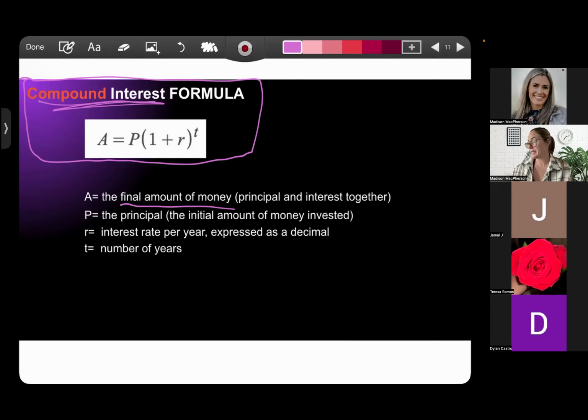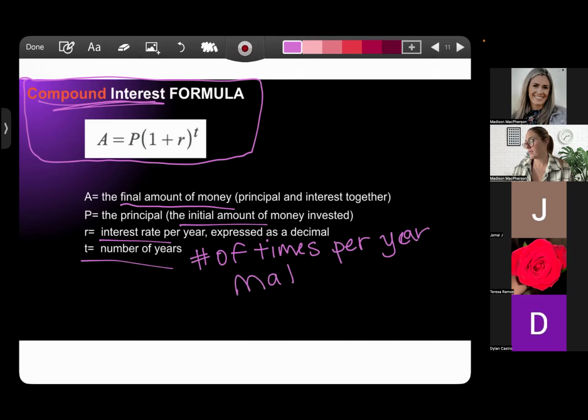Principal, again, is the initial amount of money invested. R is the interest rate per year expressed as a decimal, and T is number of years. And remember, number of times per year is going to matter. So we'll have to keep in mind if we see that it's compounded monthly or compounded quarterly, that's going to change things a little bit. And I'll help you with that.